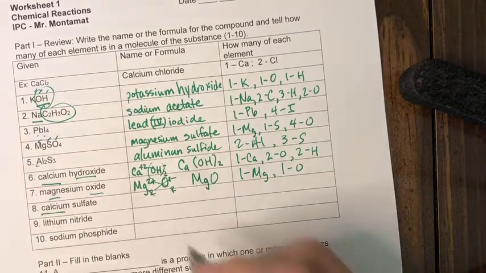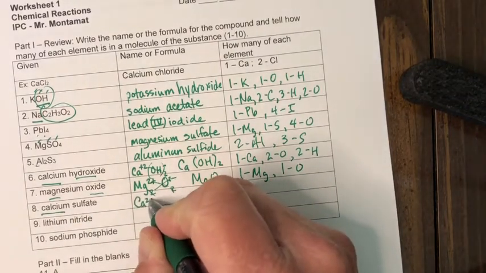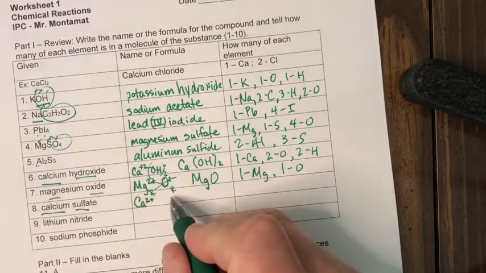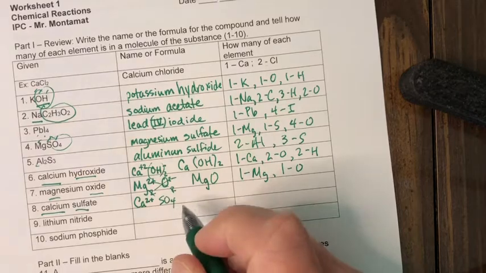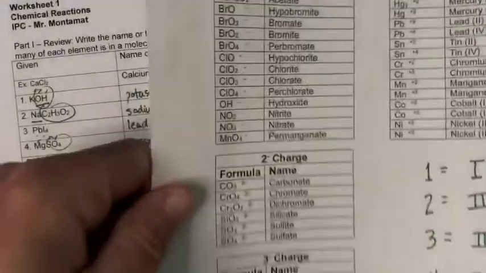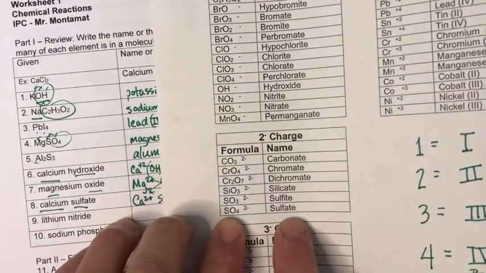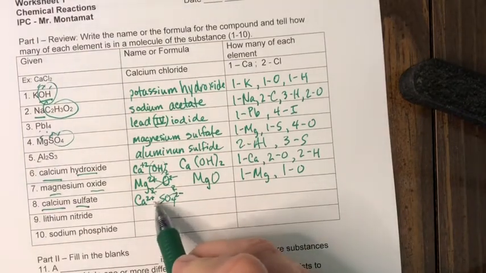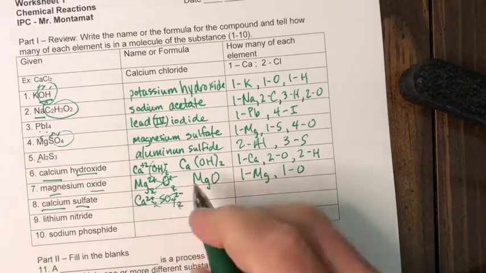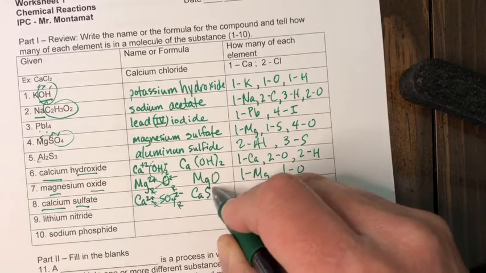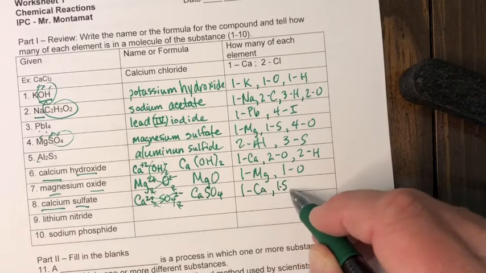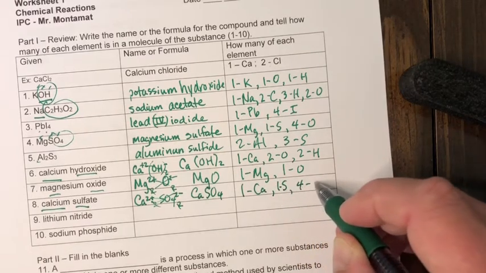Okay, calcium, remember calcium is still Ca with a plus 2. And then sulfate, remember sulfate up here is SO4. And we need to find the charge on sulfate. So we look on the back of the periodic table and we see sulfate is a minus 2. So that 2 comes over there, that 2 comes over there. They cancel out and it's just CaSO4. 1 calcium, 1 sulfur, and 4 oxygens.